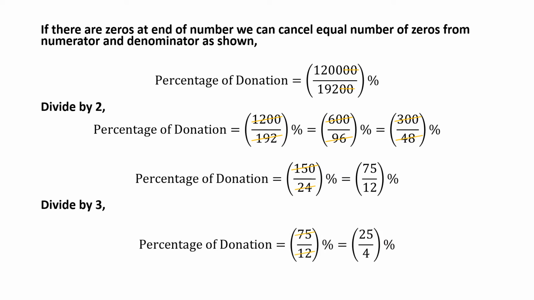Now simplify the fraction. Note that if there are zeros at end of number, we can cancel equal number of zeros from numerator and denominator as shown. After simplification we have fraction 25/4.